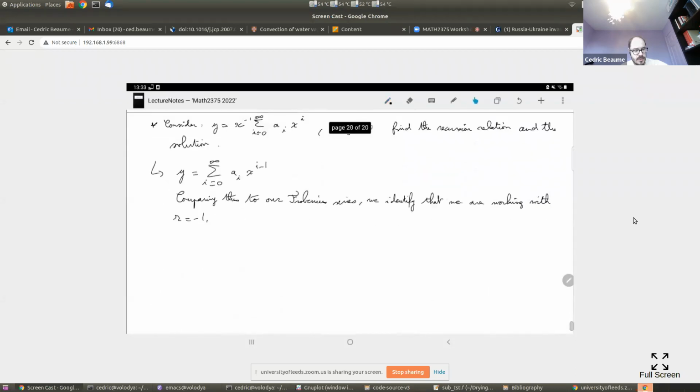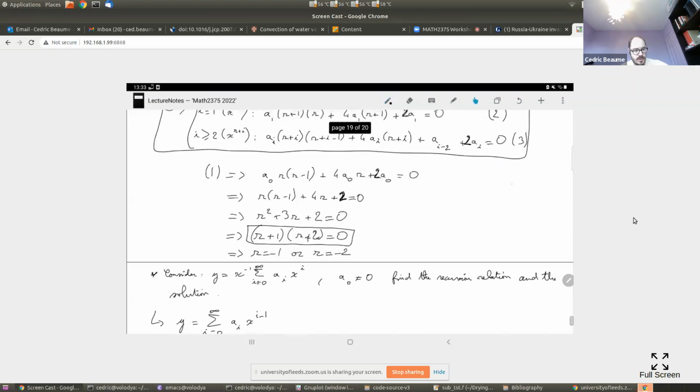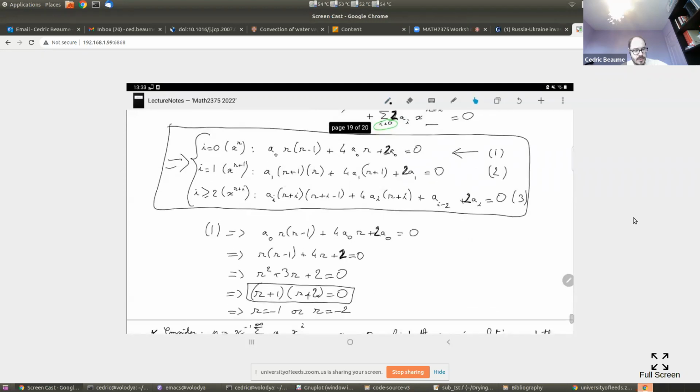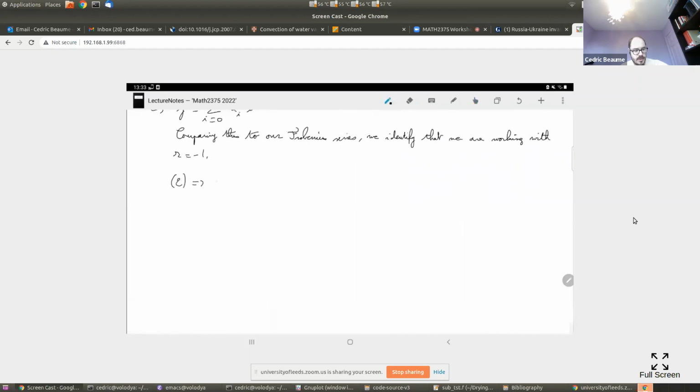Let's have a look at what equation 2 gives us. If I replace r by -1, that term is 0, right? That term is 0 as well. So what we're left with is 2a1 equals 0, so a1 equals 0. That's as simple as that. So a0 is always undetermined. Remember that we're looking at linear differential equations, therefore the solution is up to a multiplicative constant. So a0 will remain undetermined at this point.